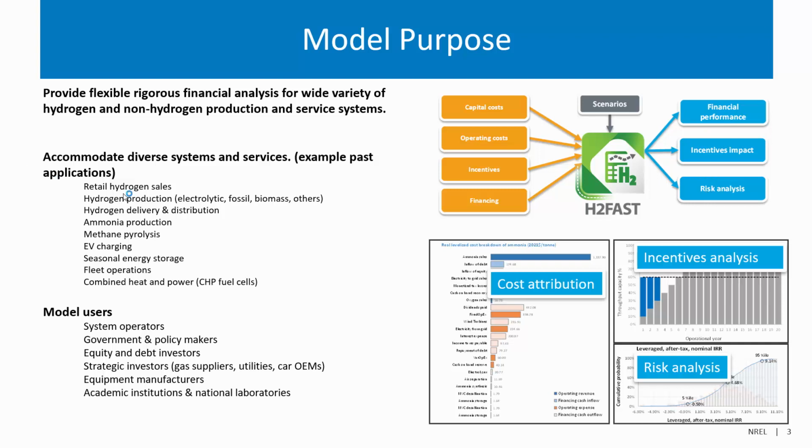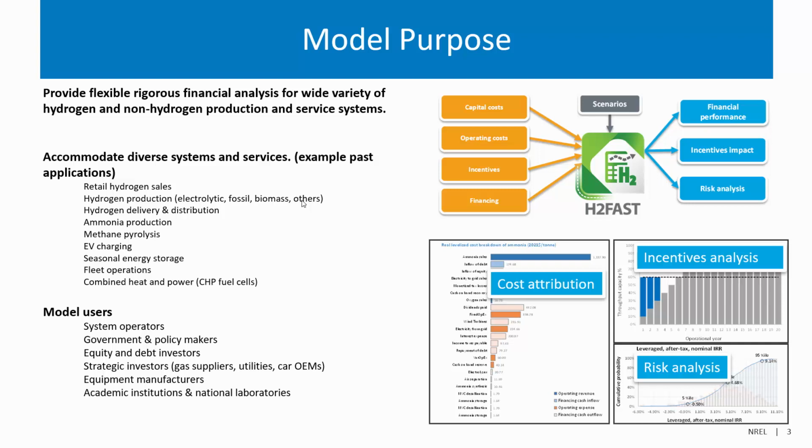In terms of what types of systems we have used this for in the past, we initially developed the model to be able to handle retail sale of hydrogen for hydrogen infrastructure for refueling. But we have also most recently used it for converting the H2A models, which are for hydrogen production, into a framework that is much more user-friendly. It's called the H2A Lite model, and it is able to analyze things like electrolysis, fossil-based hydrogen production with and without CCS, carbon capture and sequestration, biomass, and other hydrogen production pathways.